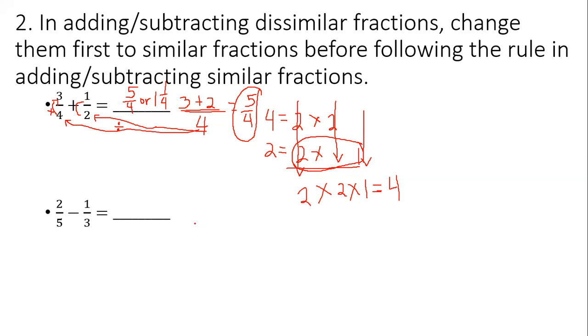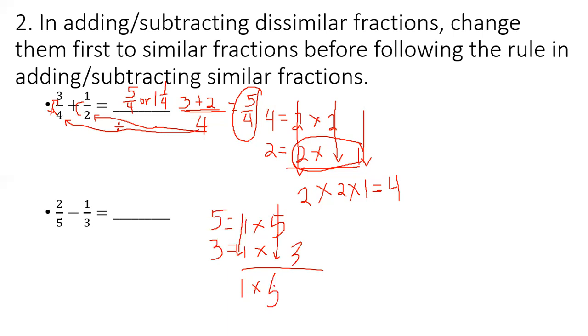Okay, let's proceed to our next one. 2/5 minus 1/3. Again, we are going to make use of our denominators. Ang 5 po ay prime number, kaya po no choice po tayo but 1 and 5. So 1 times 5. Ganon din po ang 3, 1 times 3. Okay. So we bring that down.